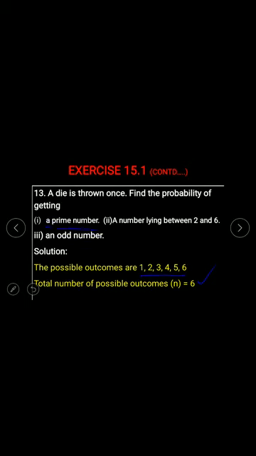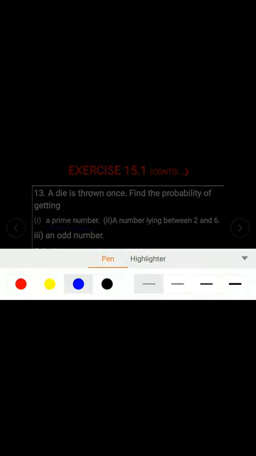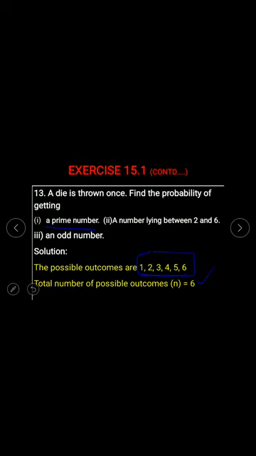Among these 6 numbers, which are the prime numbers? Prime numbers means the numbers that we cannot divide by any other number. You can simply remember that the numbers that have only 2 factors are called prime numbers. Is 1 a prime number? No, 1 has only one factor, so it is not considered a prime number. It is neither prime nor composite.